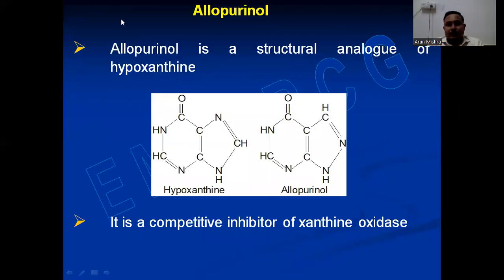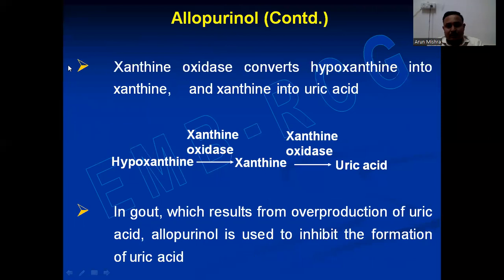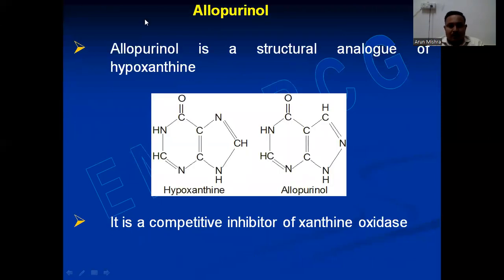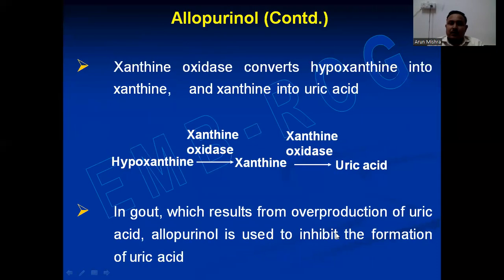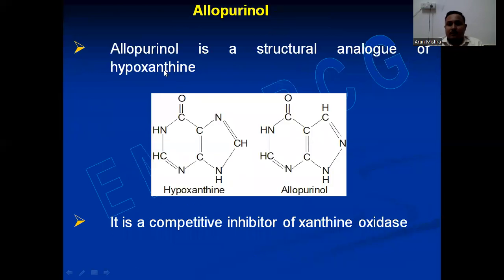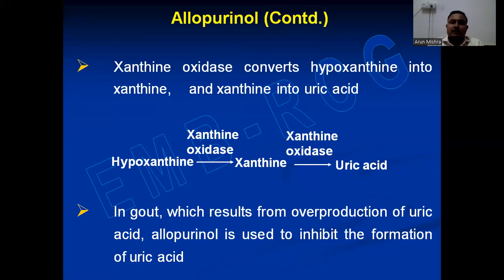Next one is allopurinol. It is one of the famous drugs and enzyme competitive inhibitors. Basically, allopurinol is a structural analog of hypoxanthine, and allopurinol you can see here. It is a competitive inhibitor of xanthine oxidase. So allopurinol resembles hypoxanthine structure, and xanthine oxidase converts hypoxanthine into xanthine and xanthine into uric acid.